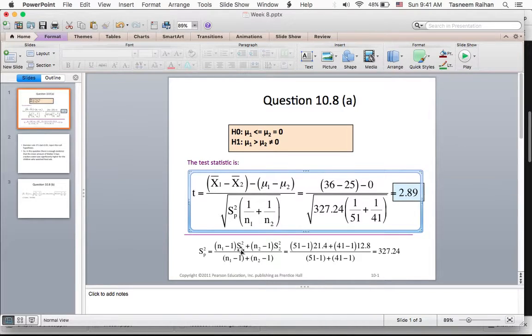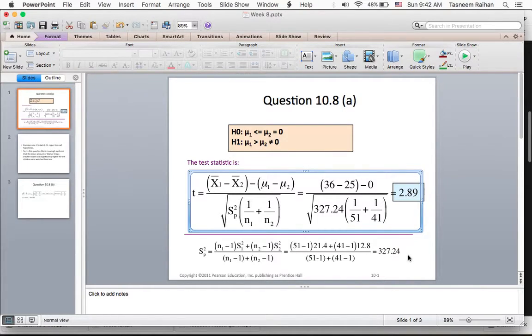So you plug these numbers in here, S1 and S2, and we know that N1 is the number of observations in the first sample, and N2 is the number of observations in the second sample. We have 51 observations in sample 1 and 41 observations in sample 2. Plug all these numbers in here, and then you get the pooled variance equals 327.24.